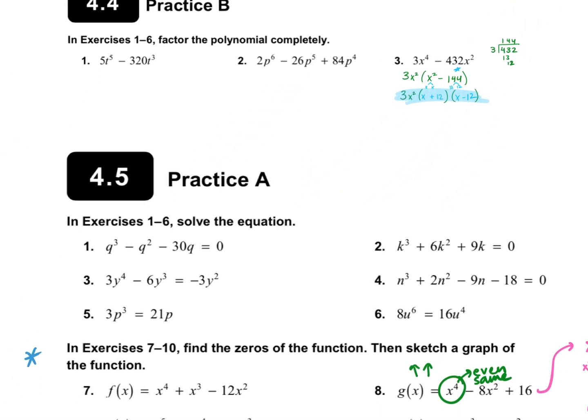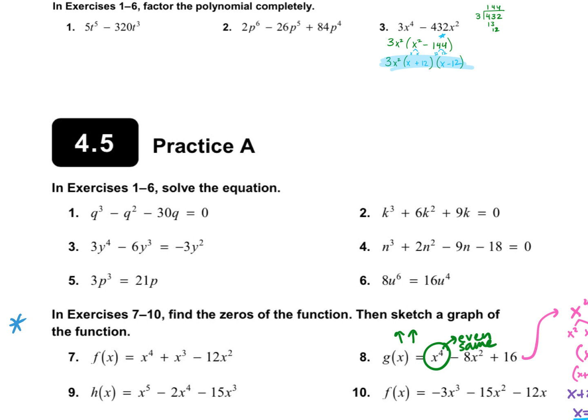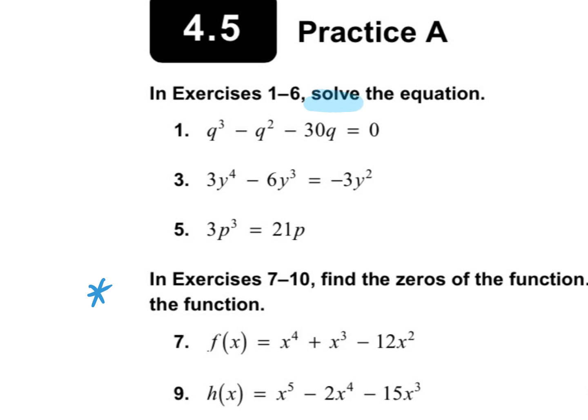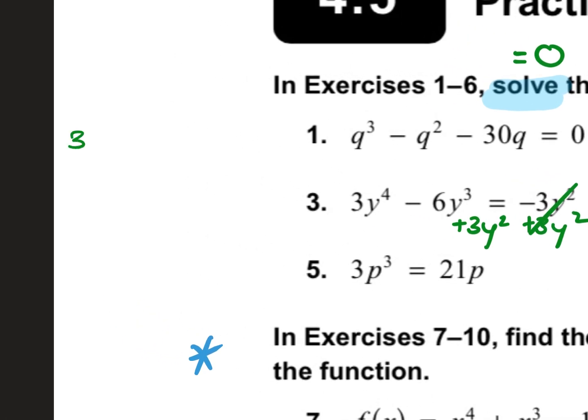All right, from the next section, 1 through 6, anyone specifically you guys want to see? Let's do 3. So when we're solving these, we're going to have to solve and factor, put it together. We're going to factor first and solve. We need it to be equal to 0 first. So I need to add 3y squared to move it to the other side. And we put it in standard form. So I have 3y to the 4th power minus 6y cubed plus 3y squared equals 0.